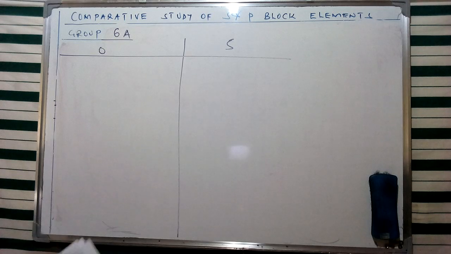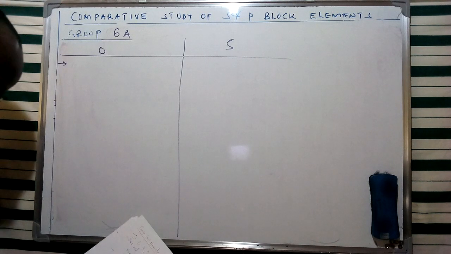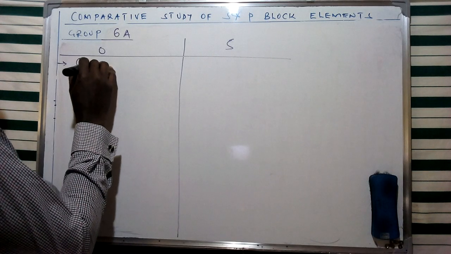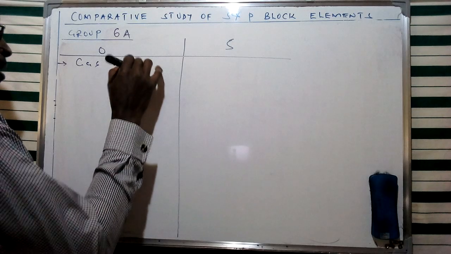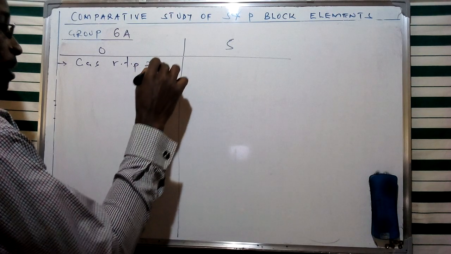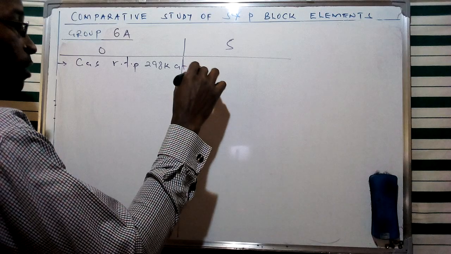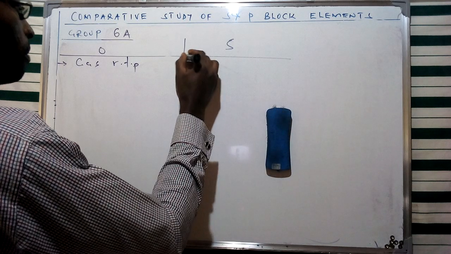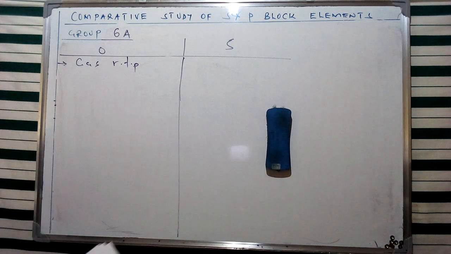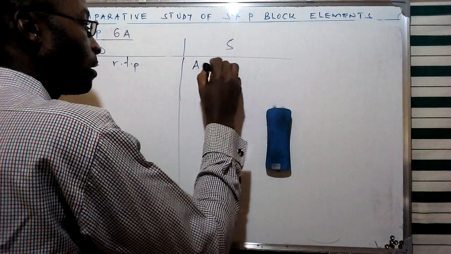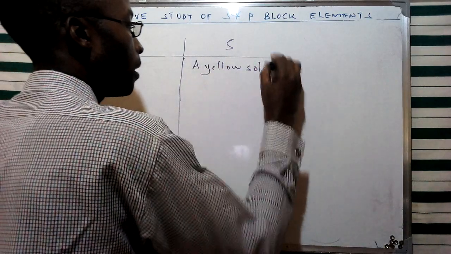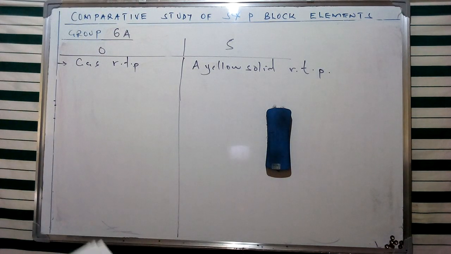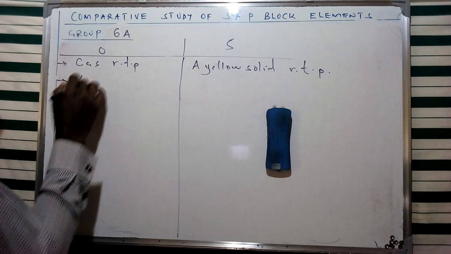So I've said basically that the first of the two elements, oxygen, is going to be a gas at room temperature and pressure. Perhaps I can quote this: this is 298 kelvins and at 1 atmosphere. Because of space, I'm going to mention this one as room temperature and pressure, whereas the other one is going to be a yellow solid at room temperature and pressure. So that's going to create a contrast between the two elements. And this is going to have two forms of allotropes.